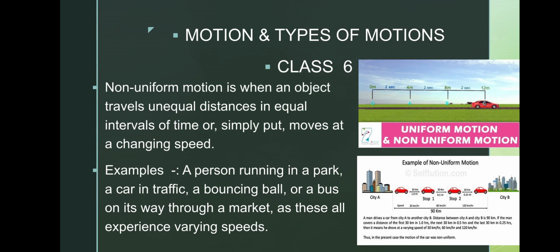So here I have shown the uniform as well as non-uniform motions. Uniform motion means equal distance is covered in equal intervals of time. That is shown in the first diagram. And non-uniform motion means unequal distance in equal intervals of time. That is called non-uniform motion.